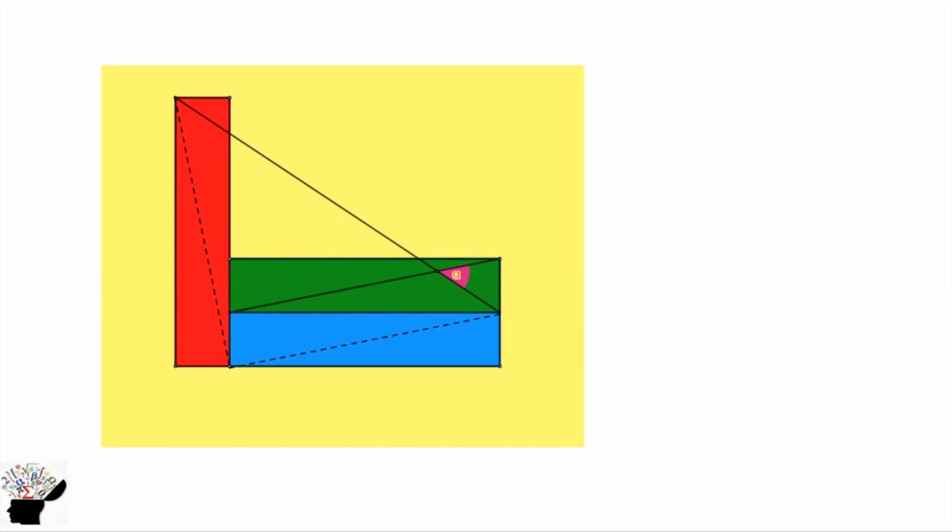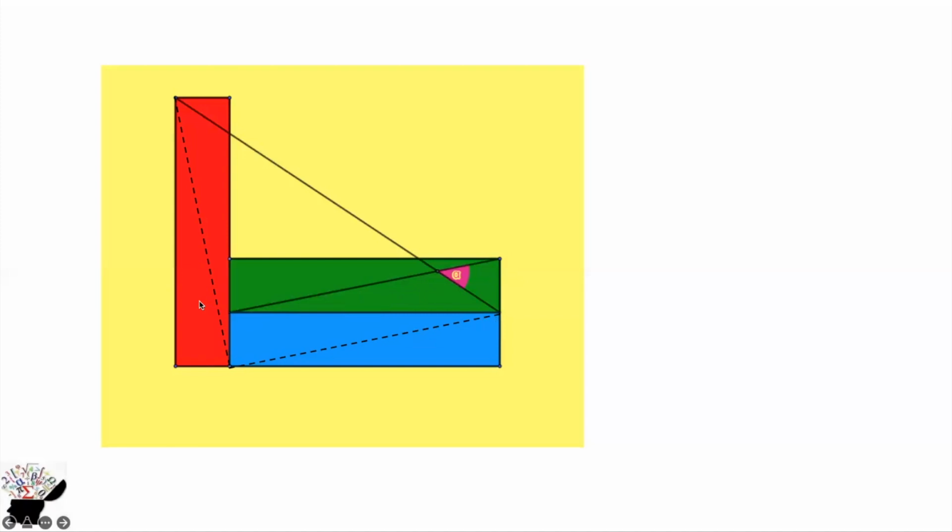We know that the green rectangle also has a diagonal. Since they are congruent rectangles, it means they are parallel to each other. So this blue rectangle diagonal is parallel to this green rectangle diagonal. So how can we find the angle here? How can we convince ourselves that this angle is 90?